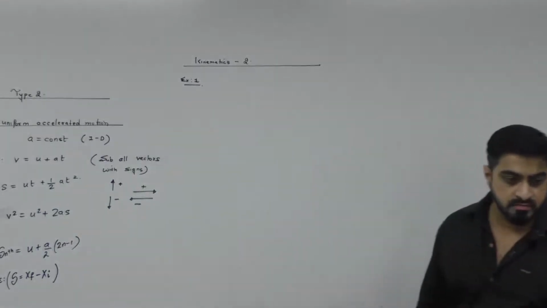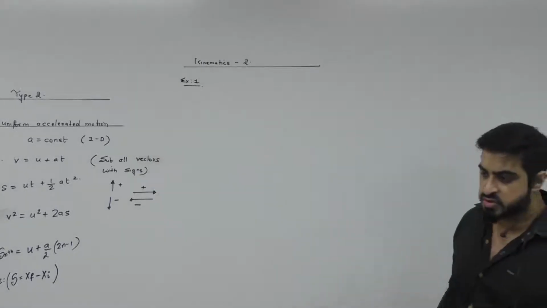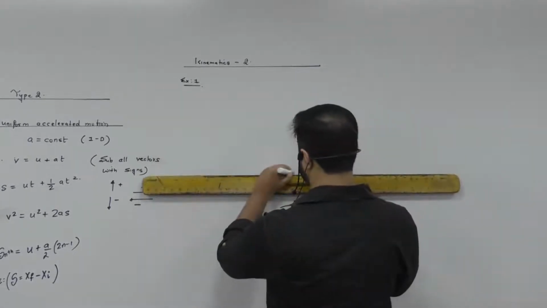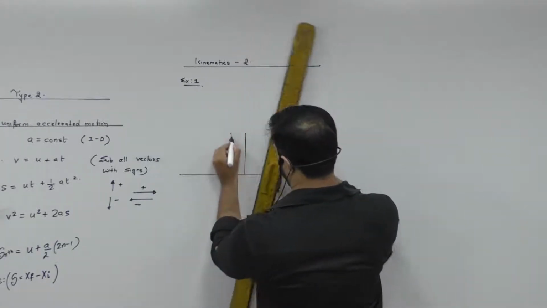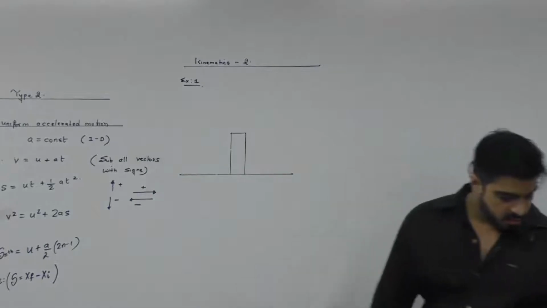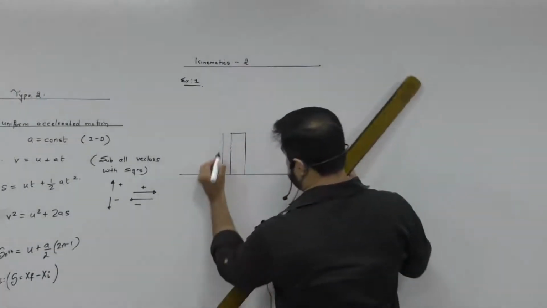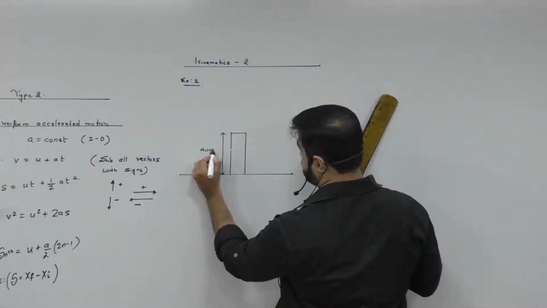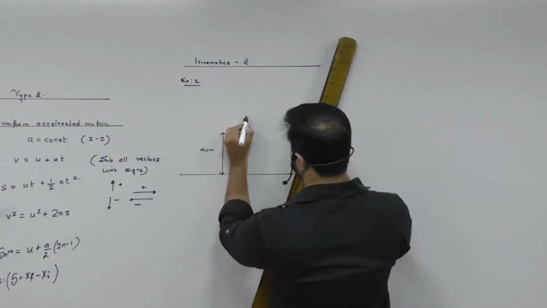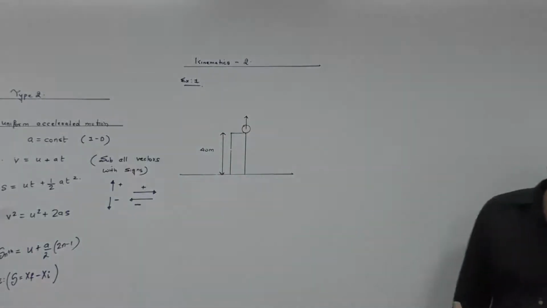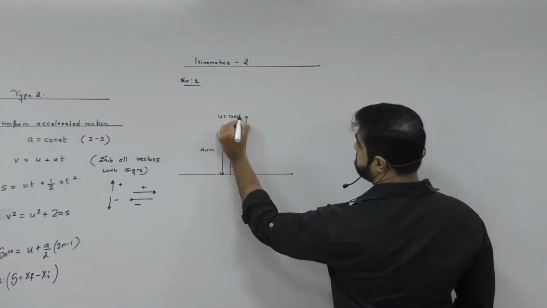Look over here. I will do one sum, then you all will do one more sum. So they are telling you that this is the ground. There's a tower over here. The height of the tower is given as 40 meters. And there's a ball over here. The ball is thrown up with the speed of how much? 10 meters per second? Can I say u is 10 meters per second?